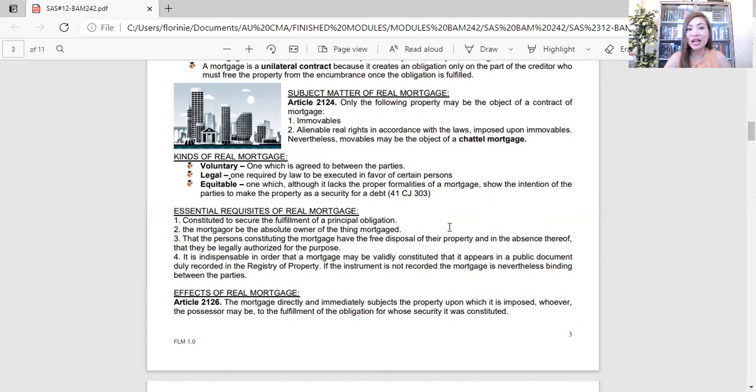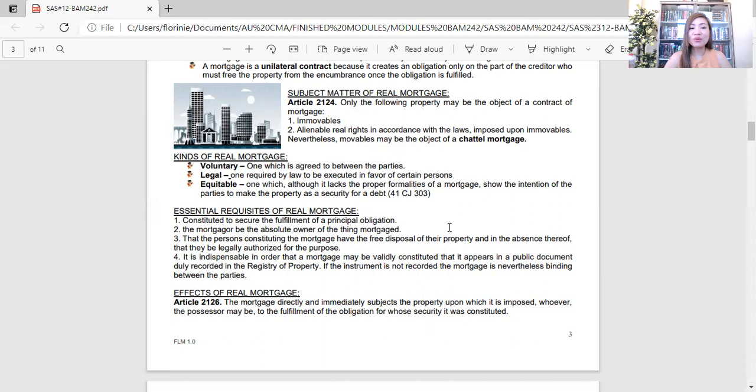Okay, so let's talk about kinds of real mortgage, not kinds of mortgage ha. Ang sabi dito, kinds of real mortgage. Kasi pag sinabi natin kinds of real mortgage, voluntary, legal, at saka equitable mortgage ang ating pinag-uusapan. Ano ba yung voluntary tsaka legal? O sabi ko na sa inyo dati, 'di ba? This is general. Kapag sinabi natin na voluntary, this is as agreed upon between the parties or as stipulated by the parties. O that is voluntary. Other term is conventional.